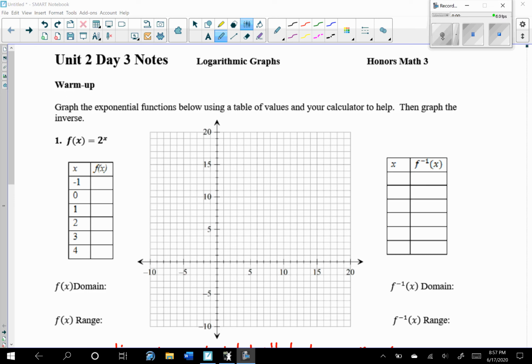Today we're talking about logarithmic graphs. For the warm-up, you're going to graph the exponential function and then graph the inverse. You can go ahead and do this without your graphing calculator, and when you're done, you can unpause and check your work.